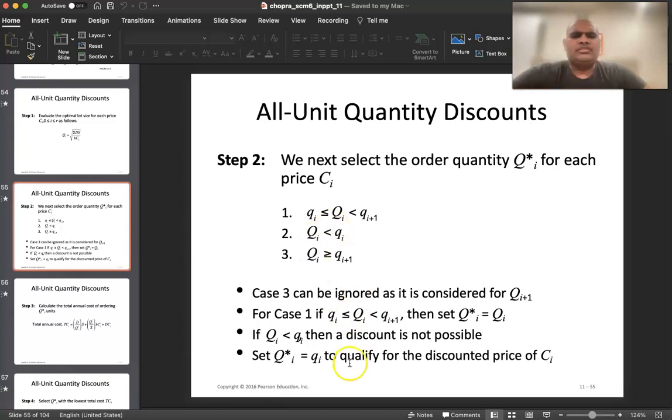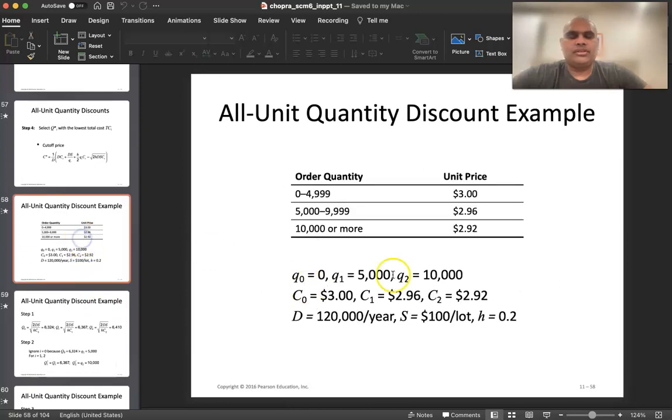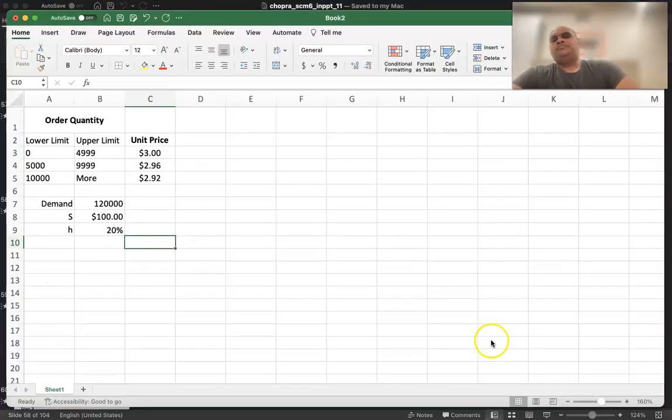Now, again, these steps might look complex, but when we actually do the calculations, you'll notice that they're actually pretty straightforward. So what we'll do is we'll actually look at Excel, and we'll do these calculations in Excel. Like I said, in this video, I'm going to do the all unit quantity discount, but in the next video, we'll do marginal quantity discount using the same data. But first, let's look at all unit quantity discount, right?